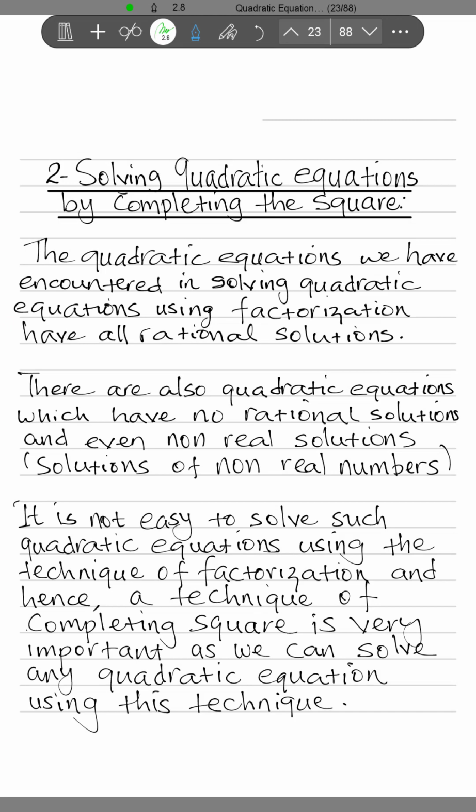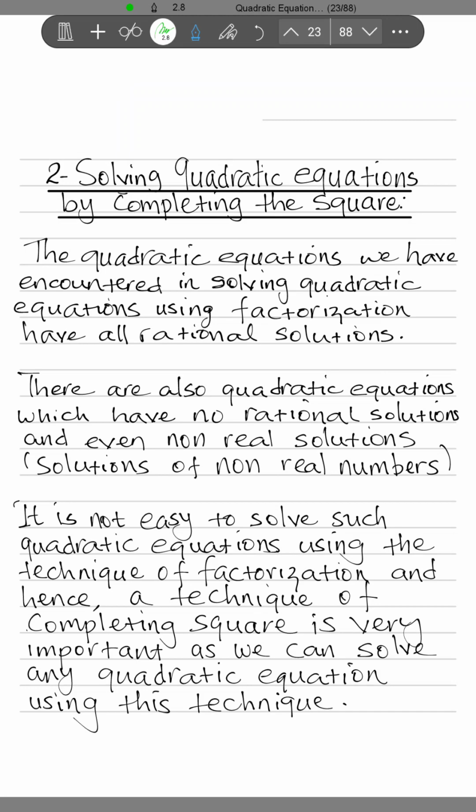The first part, which is the factorization technique, helps us to find rational solutions only. That was a limited one. But in this technique, we can solve for irrational solutions and even non-real complex solutions. So the technique of completing the square is very important in this case. It's not easy to solve such quadratic equations using the technique of factorization.